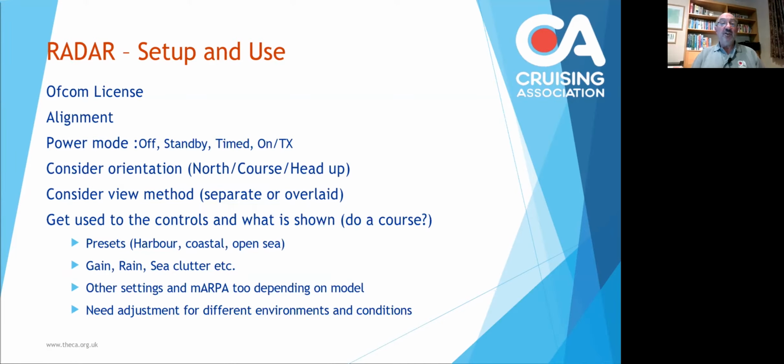The rain, you may want to filter out the rain so that it is not confusing the image on the screen. Or it might be that you actually want to see the rain, perhaps because you're trying to avoid a squall. And then sea clutter, generally it's the wave action around you. I've tended to find actually with most fogs that I've been in, it's been fairly calm and therefore there isn't much sea clutter. There may well be other settings, and there's MARPA, depending on the model, which we'll look at in a moment.